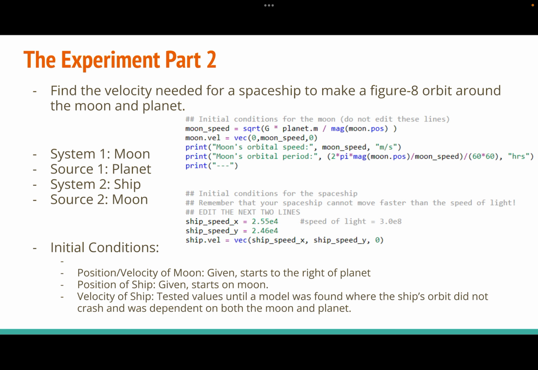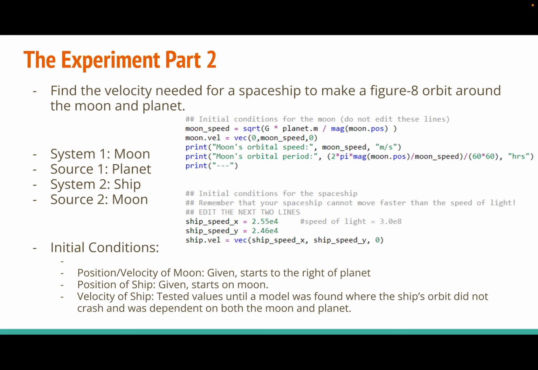In experiment part 2, we had to find the velocity needed for a spaceship to make a figure-8 orbit around the moon and the planet. System 1 is the moon, and source 1 is the planet, and system 2 is the ship, and source 2 is the moon. The initial conditions are that the position and velocity of the moon is given, and it starts to the right of the planet. The position of the ship is also given, and it starts on the moon.